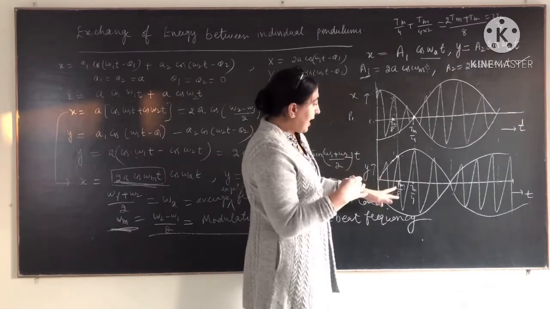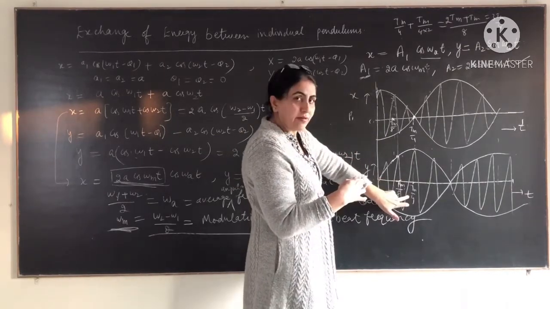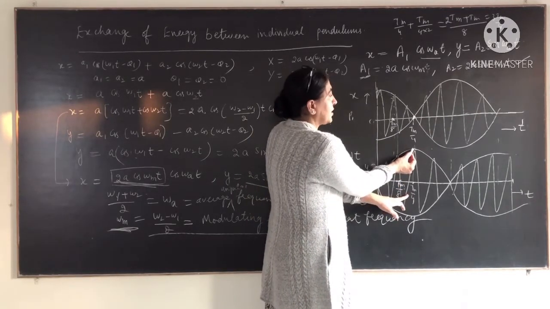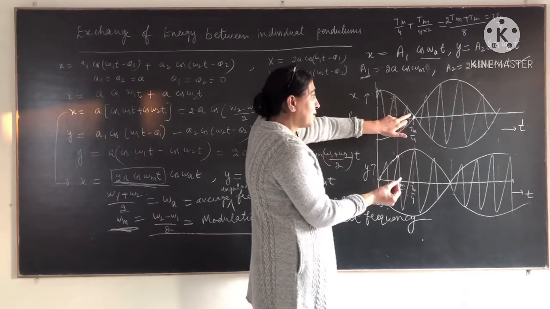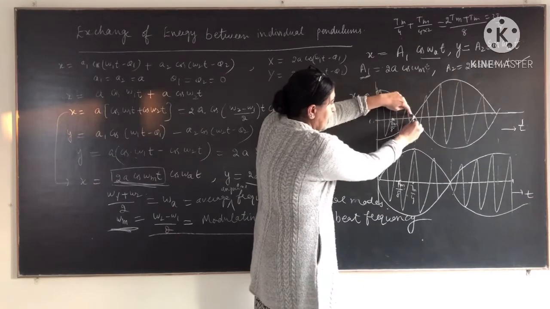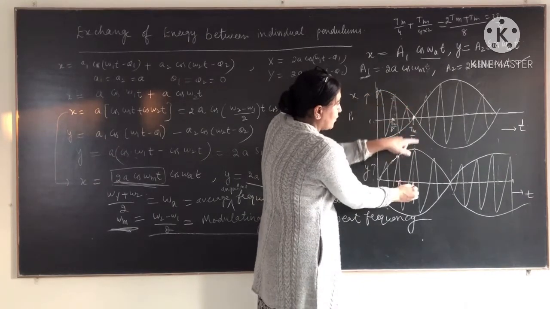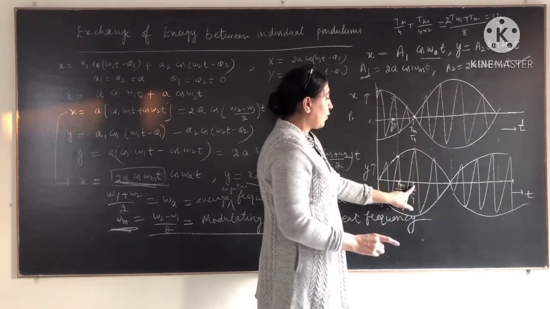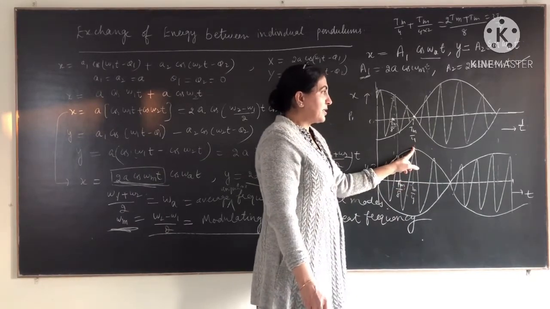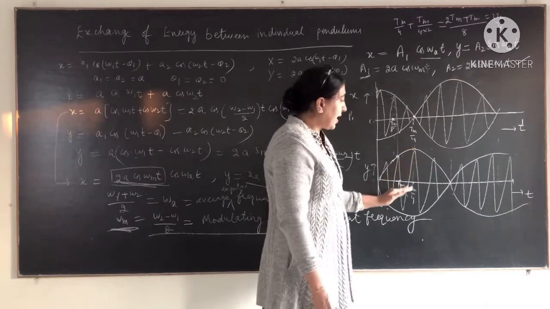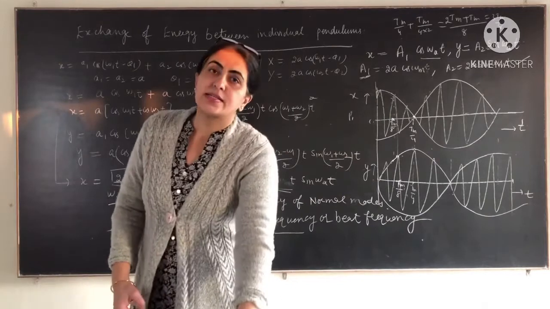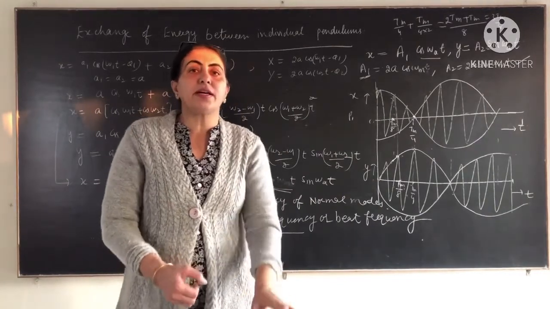But at time Tm by 4, with the passage of time, the energy of this pendulum goes on increasing and the energy of this pendulum goes on decreasing. At Tm by 4, the energy of this pendulum is 0 and the whole of the energy is with this pendulum. Then again this is repeating. So we can say that there is an exchange of energy between the pendulums.